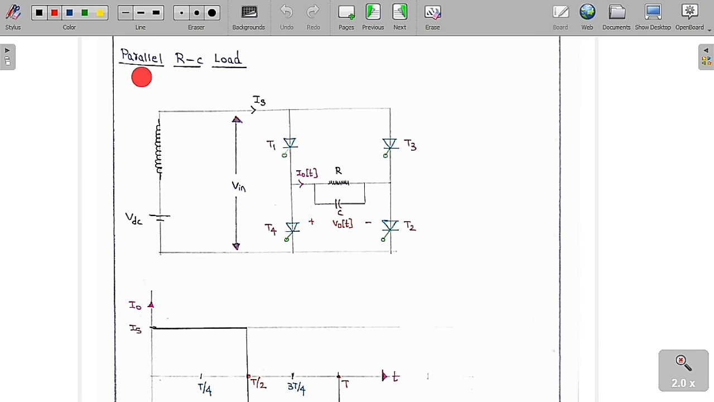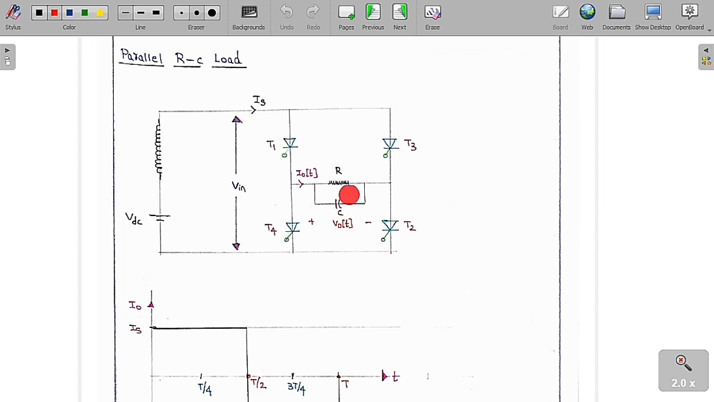Now we are going to connect the parallel RC load. Basically, we are going to connect the parallel RC load to this current source inverter. This is the circuit diagram, which has the voltage source, the inductance, and T1, T2, T3, T4. This is the input voltage plus or minus VIN, this is the source current Is, and this is the parallel resistor.